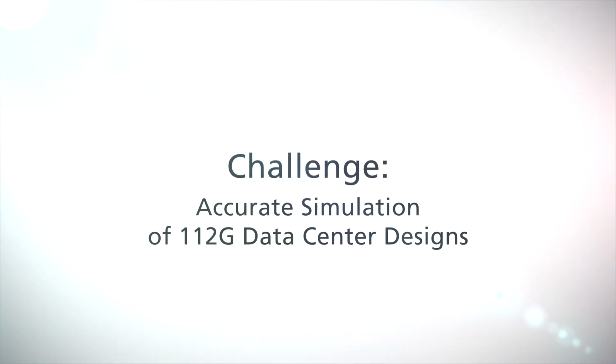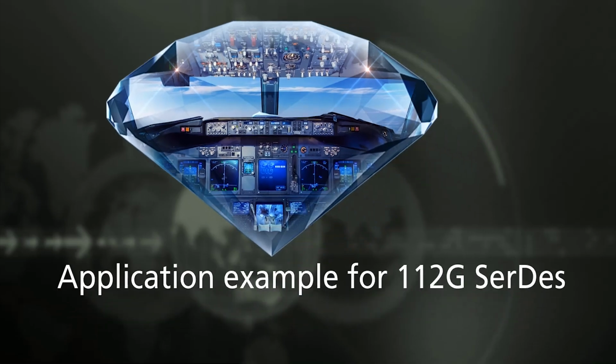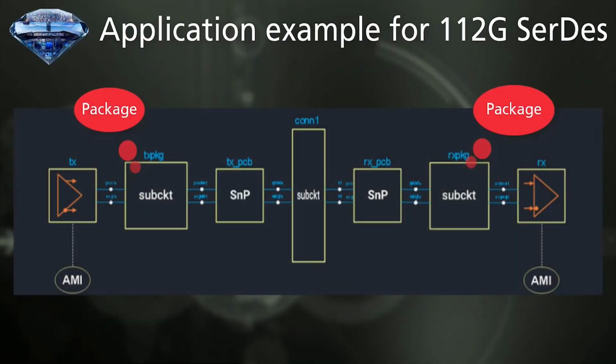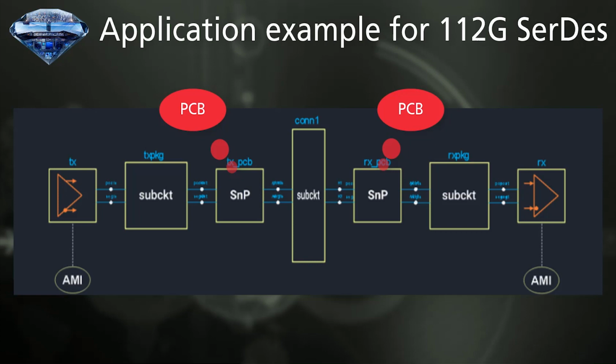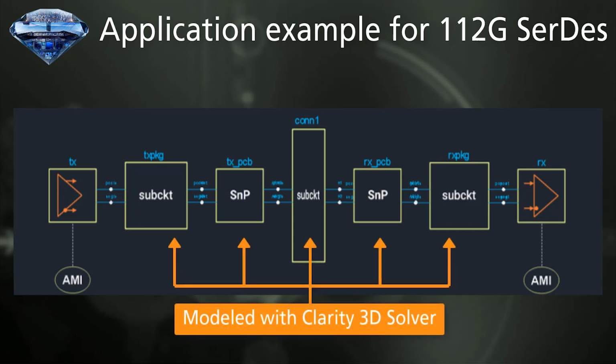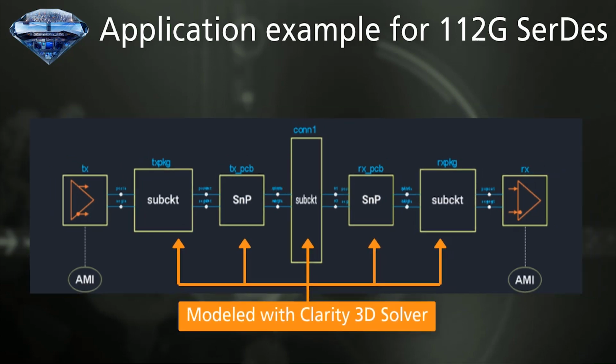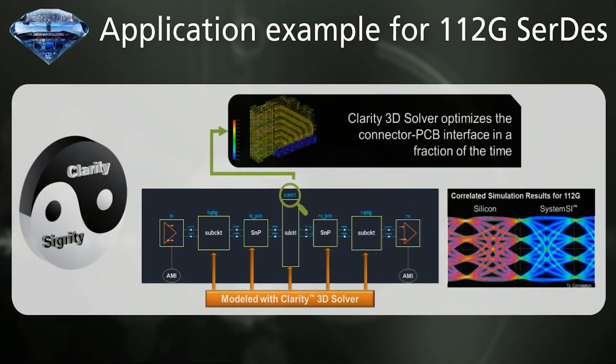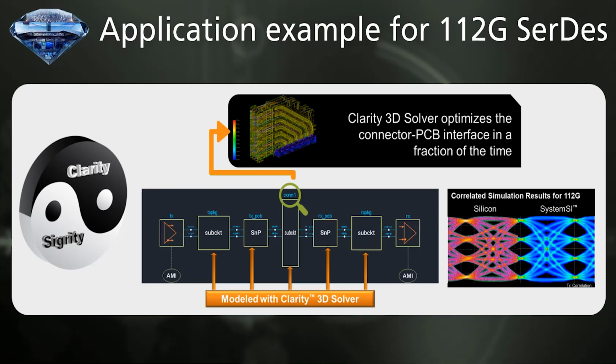Let's look at an example of analysis correlation using Clarity Solver. The packages, PCBs, and connectors have to be strictly modeled in order to verify 112G SerDes interface. Therefore, we propose Clarity Solver to perform high-precision wideband modeling. In particular, you will need to extract the connectors taking into account the complex 3D geometry and considering the interference with printed circuit board. Clarity also enables the extraction with the amazing performance for combined structure of connectors and PCBs.